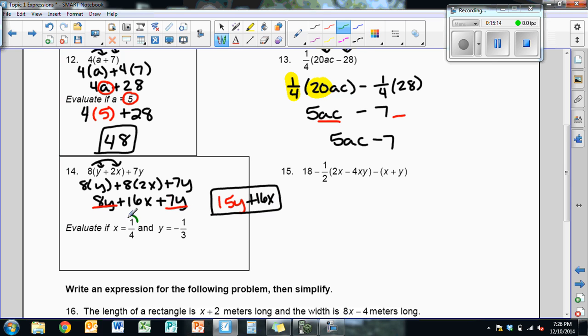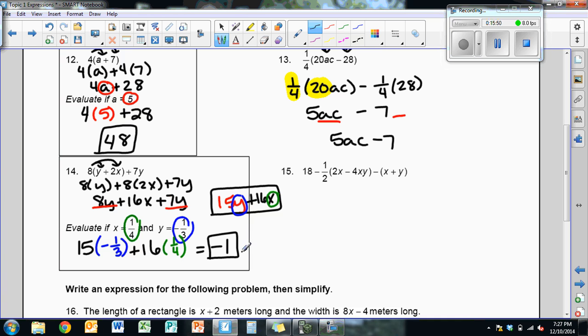Now I need to evaluate it if x equals 1/4 and if y equals negative 1/3. So I have 15 instead of my y, I plug in that negative 1/3, plus 16, and instead of x, I plug in that 1/4. Again, all numbers here. Once you have all numbers, you can put that in your regular calculator window, which would give you -1.